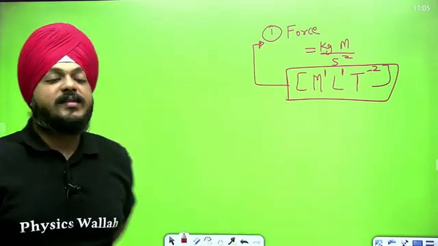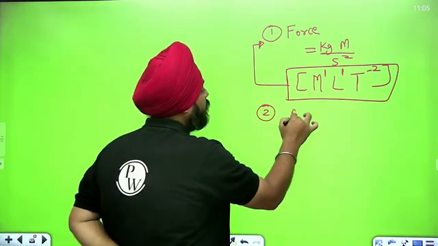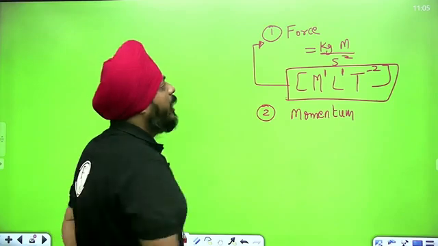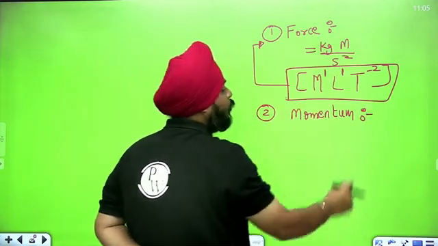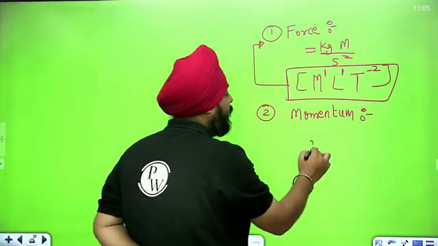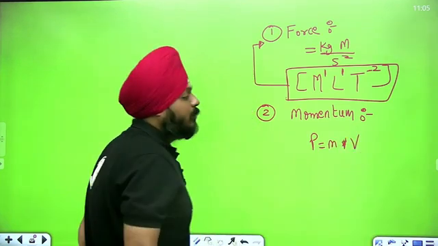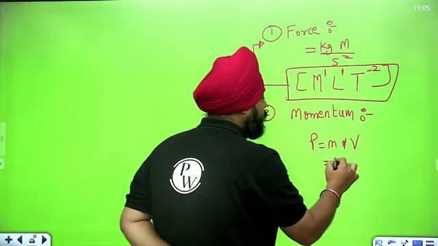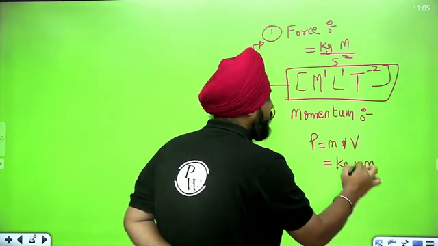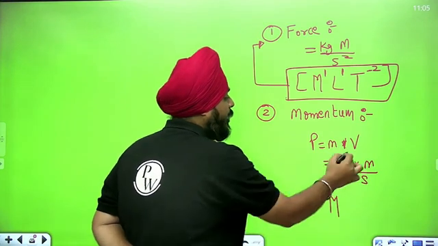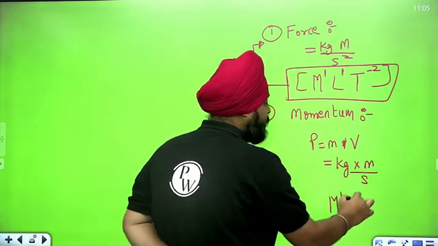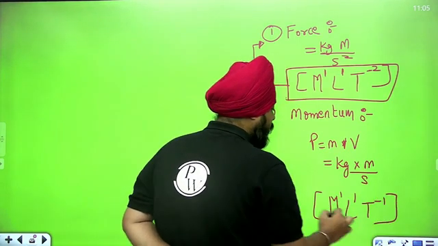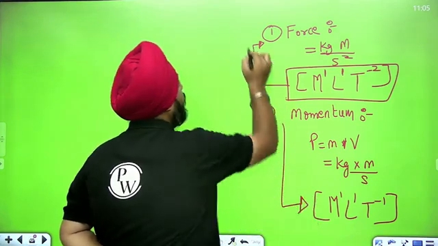Now let's take another example. Suppose it is momentum. If at any moment you are not able to remember the dimensional formula of momentum, how are you going to deal with it? Directly write P is equal to M into V. So this is equal to kg into meter per second. Kg means M, having power of 1. Meter means length, having power of 1. Second means time, the notation is T, having power of -1. This is the formula of momentum.